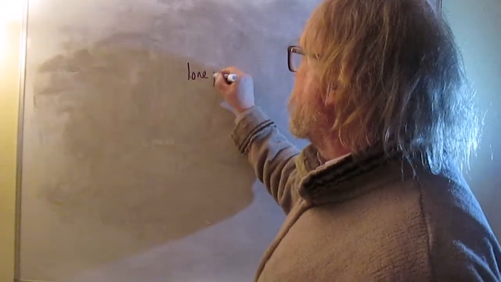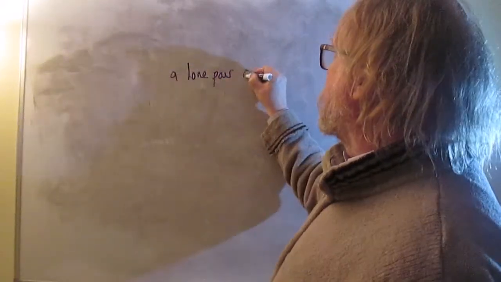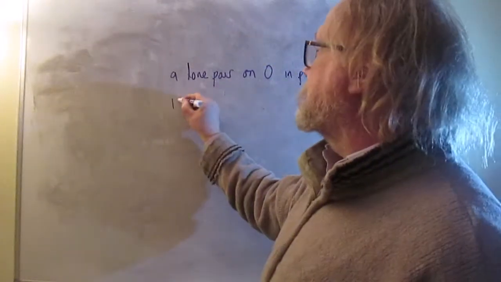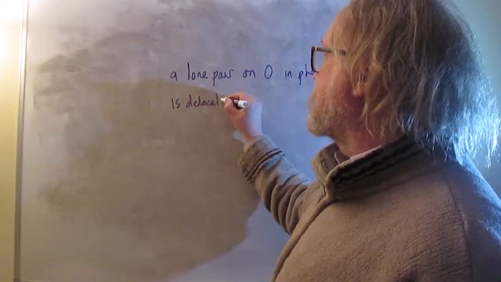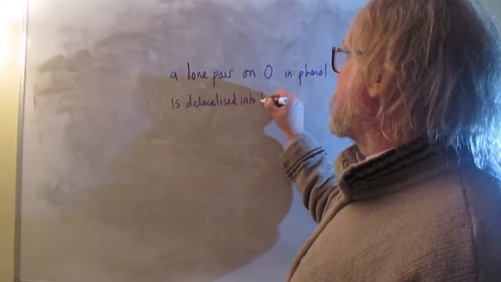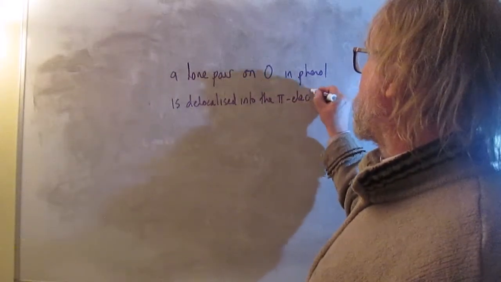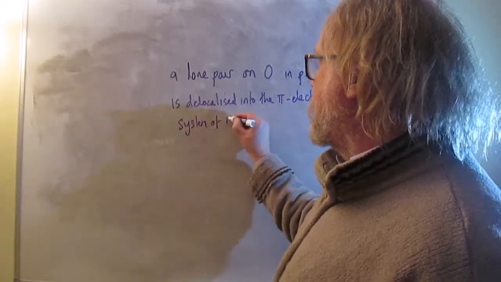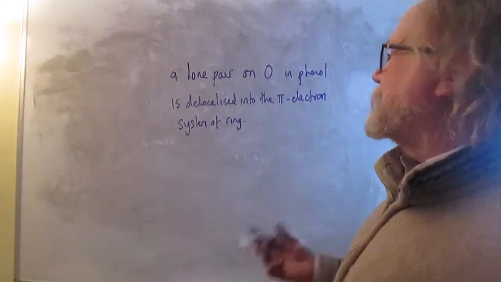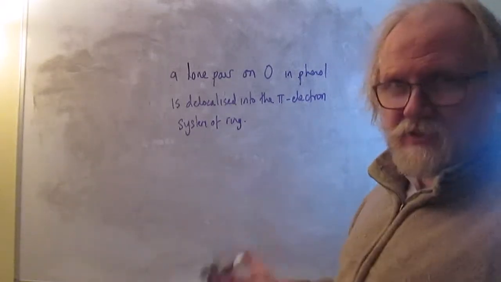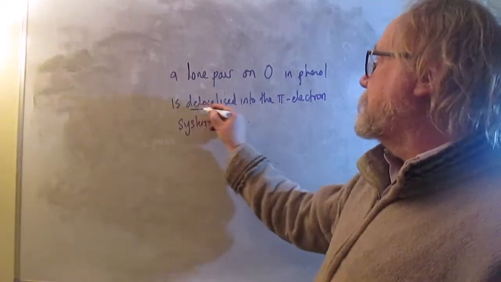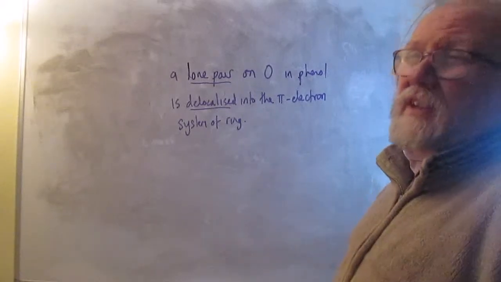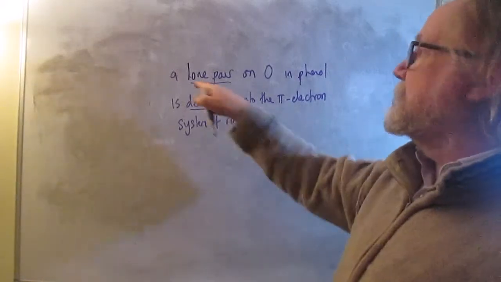The lone pair, or a lone pair, on the oxygen in phenol is delocalized into the pi electron system of the ring. Now that word delocalized is important. You really need that there. And if you use other words like dissociated, people sometimes say, but that doesn't mean the same thing. So make sure you learn the proper words, and it's got to be a lone pair, not a spare pair or a free pair. Even an unbonded pair they probably wouldn't accept. You've got to use the proper terminology.